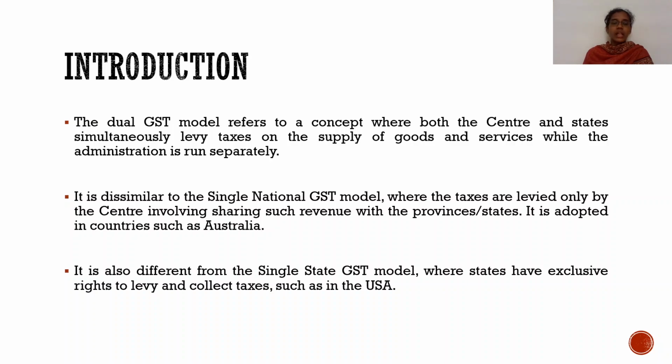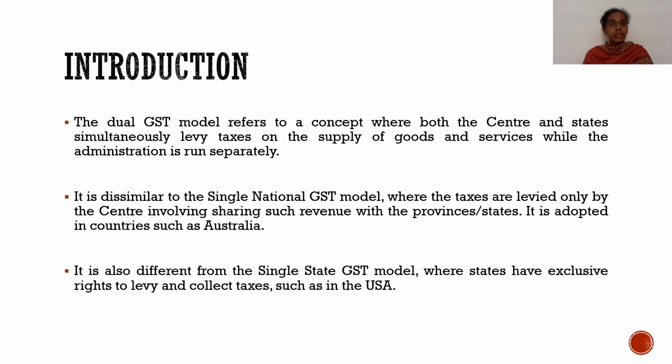Let's start. The dual GST model refers to the concept where both the central government and the state government come together jointly and levy the tax on the supply of goods and services, while the administration is run separately. Though we have the central government and state government separately, they both come together to levy the tax on the supply that is made in a particular state.